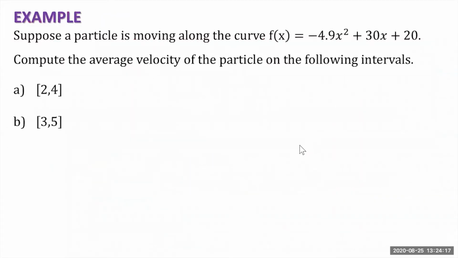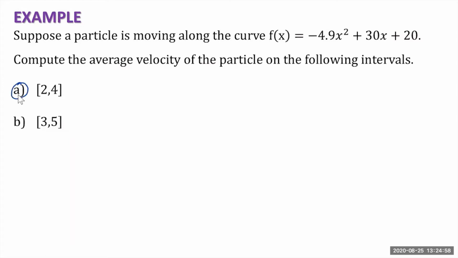Now here is an example based on the theory that we have just discussed, the average velocity. The question is, suppose a particle is moving along a curve, f of x equals negative 4.9 x squared plus 30x plus 20. We have to compute the average velocity of the particle on the following intervals. For the first part, we have to find the average velocity between 2 and 4. And for the second part, we have to find the average velocity between 3 and 5. So let's work on the first part, part A.